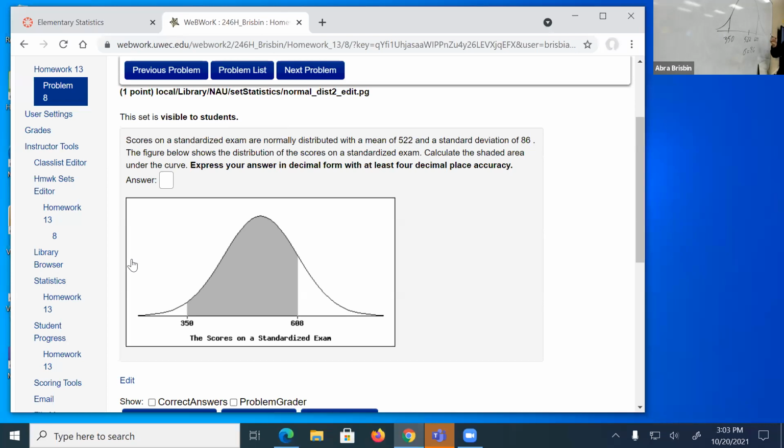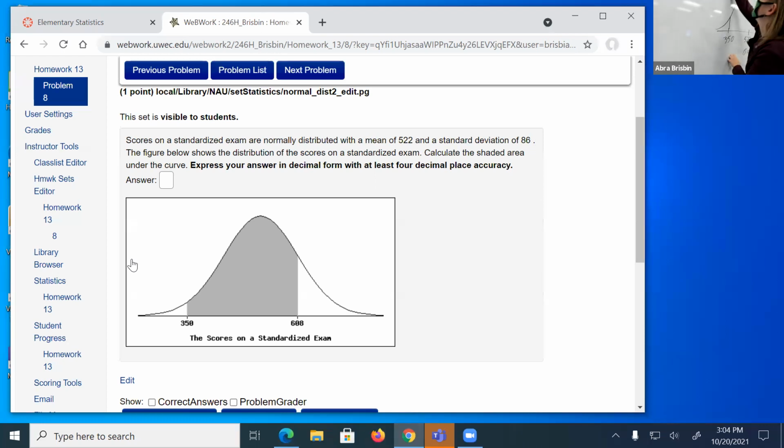Can you see the board or is that blocked? So what calculator function do we use when we have a normal distribution and we want the probability of being between two numbers? Mary? Normal CDF. Yeah, normal CDF.